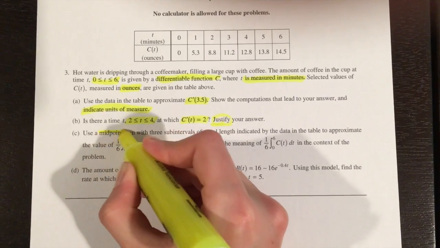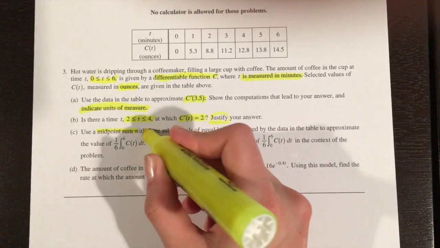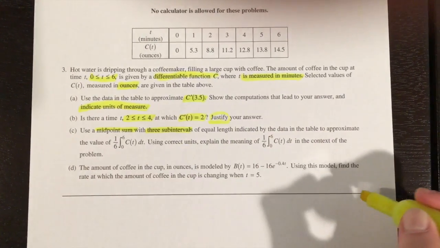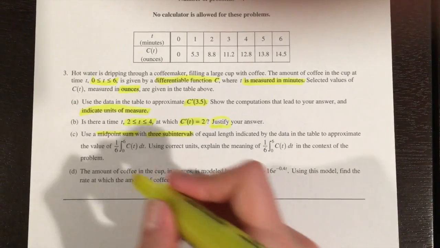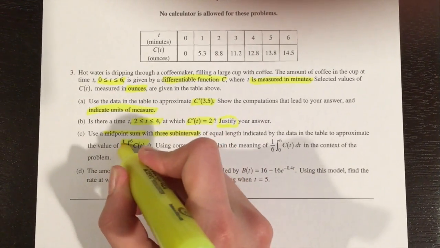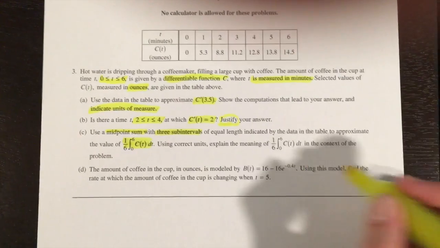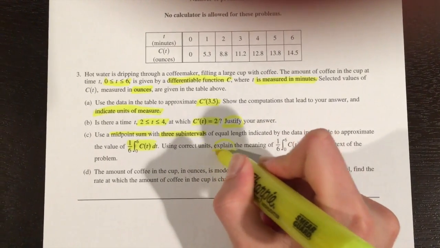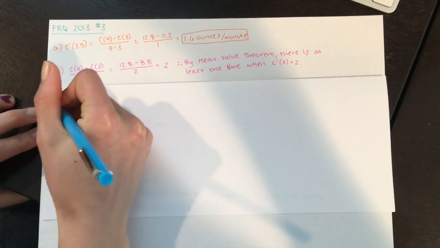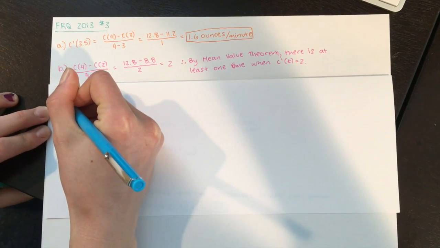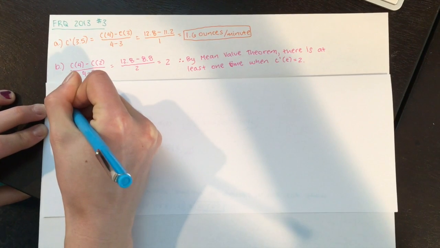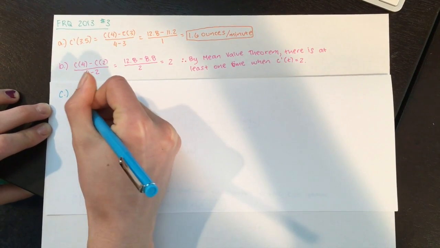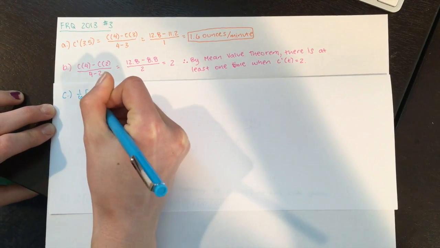Part C says, use a midpoint sum with 3 subintervals of equal length indicated by the data in the table to approximate the value of 1/6 integral from 0 to 6 of c of t. Using correct units, explain the meaning of this in the context of the problem. First, it is important to understand what a midpoint sum is. So the midpoints in this table are at time equals 1, 3, and 5.